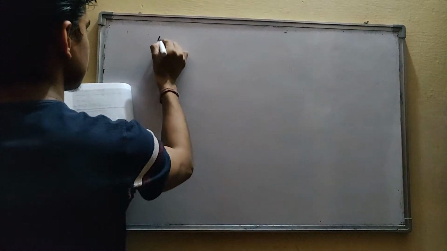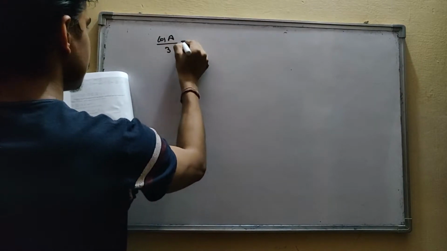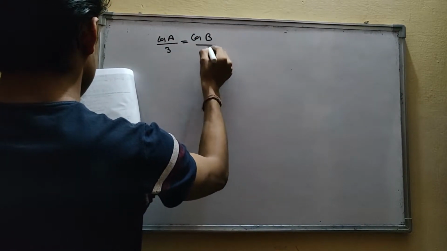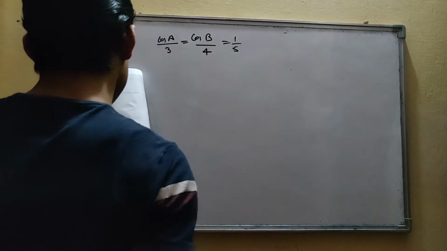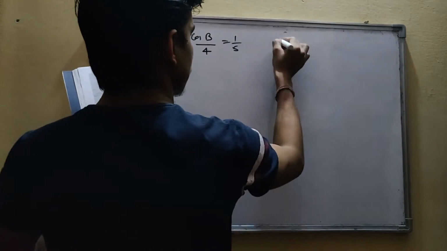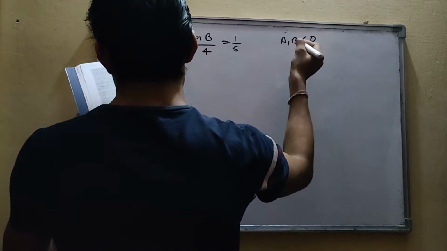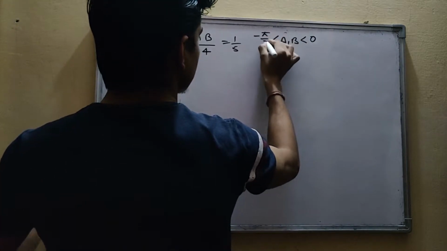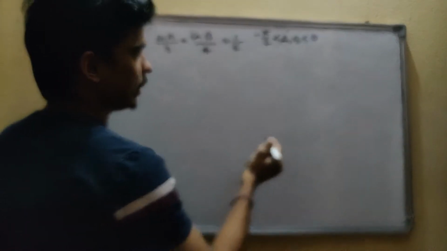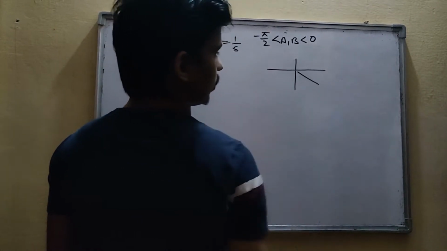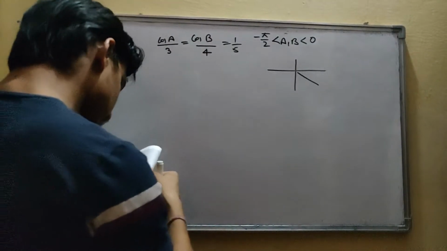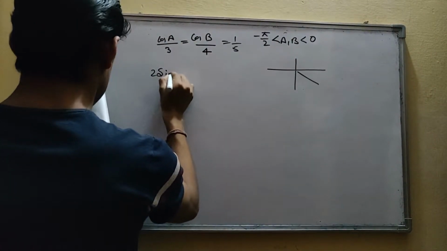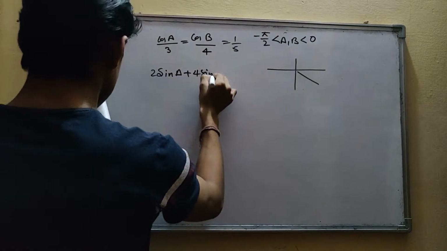So the next question is: cos A upon 3 is equal to cos B upon 4, and this is equal to 1 upon 5, and A and B both are less than or equal to 0 and greater than or equal to minus pi by 2. So you have to understand that A and B both belong to the fourth quadrant basically. They are asking you to find the value of 2 sin A plus 4 sin B.